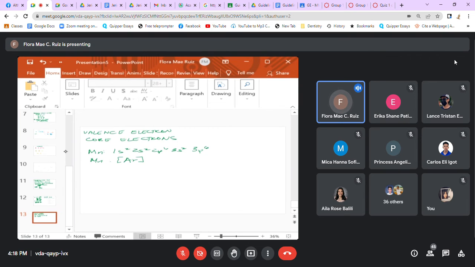In your periodic table, you can see what we call your transition metals.